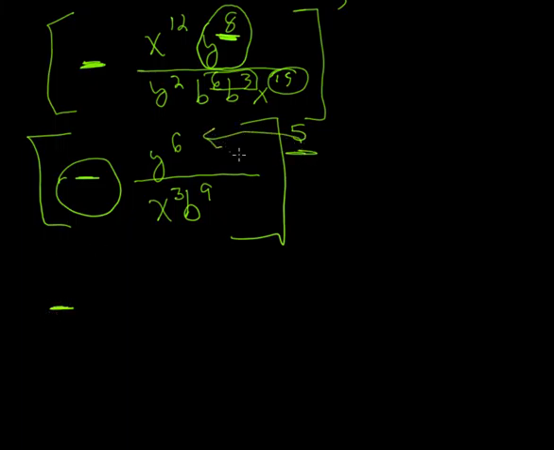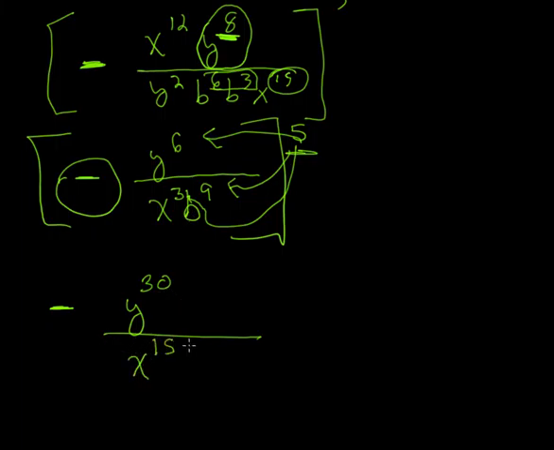And now we're just going to distribute our power through everything. So y, 5 times 6, to the 30th power over x, 3 times 5, 15th, and b, 9 times 5, 45th. So y to the 30th, x to the 15th, b to the 45th. And this is our final form of this expression.